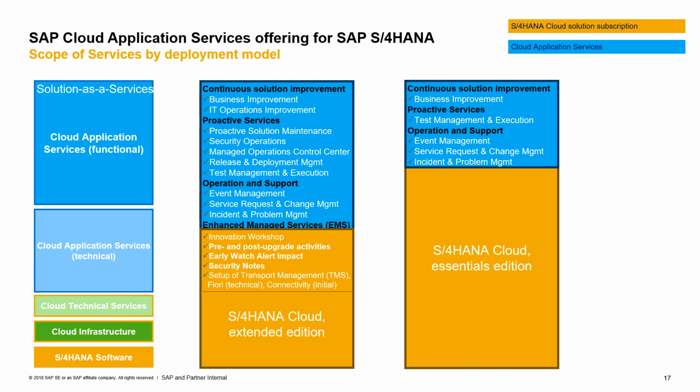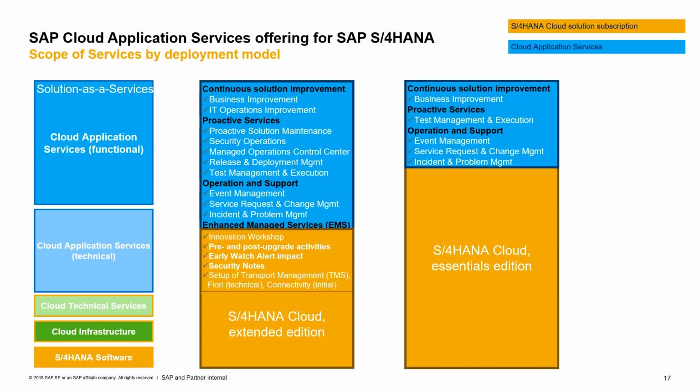And SAP Cloud Application Services completes the coverage with EMS, excluding those mentioned proactive EMS services, which already come with SAP S/4HANA Extended Edition. There's an SLA-based application operation and support for proactive services and continuous solution improvement.